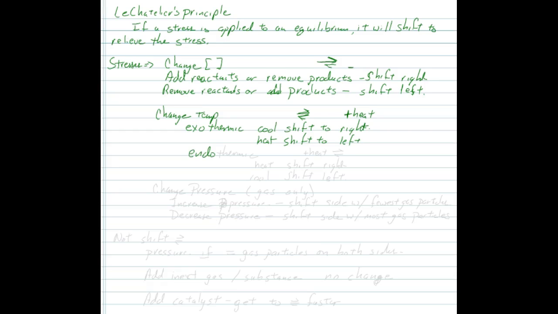Endothermic. On an endothermic reaction, you must add heat, so heat is added to the reactant side. So we'll do the opposite. If you heat it, it will shift right. If you cool it, it will shift left.